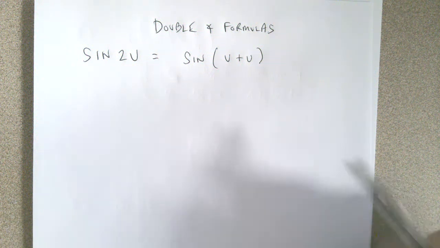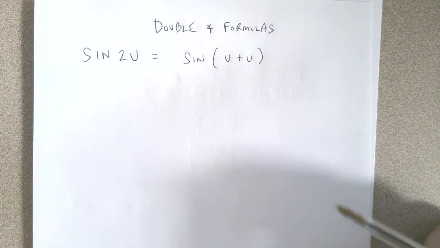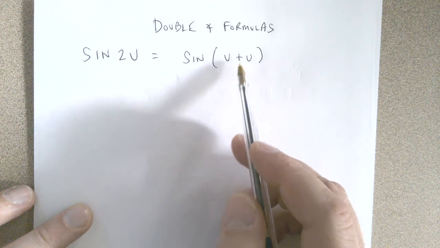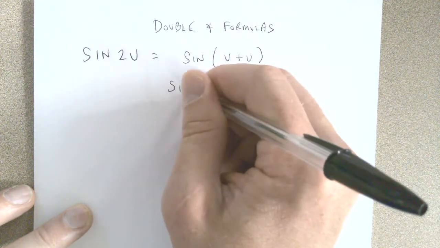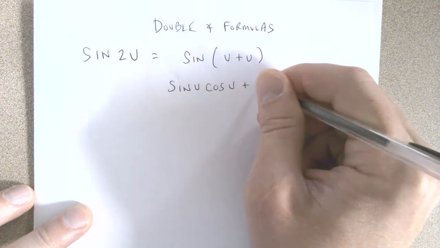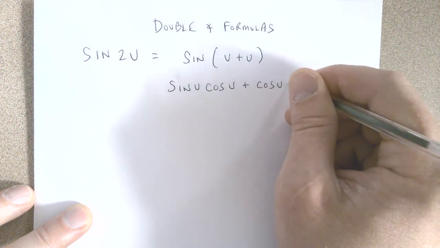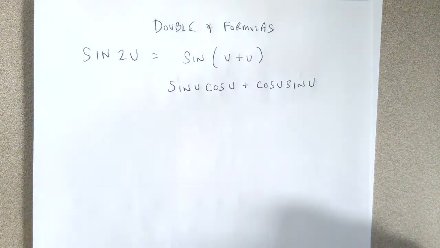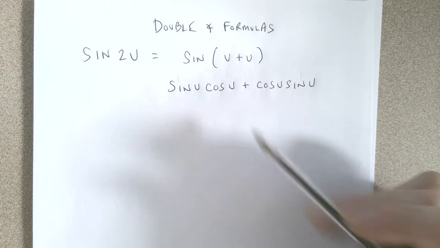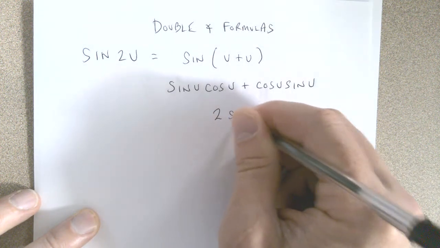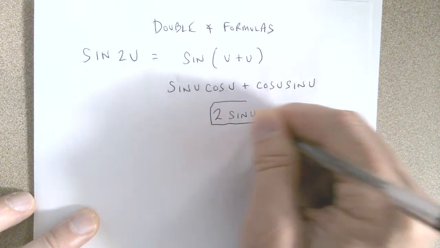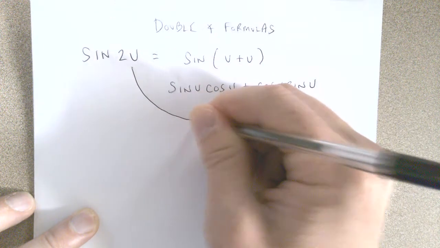If you think about what we've done previous to this, we know that the sine of u plus v, well, it isn't u plus v, it's u plus u, but we can expand that to be the sine of u cosine of u plus cosine of u sine of u. With our commutative property, those can be flip-flopped. So really what we have here is 2 sine of u cosine of u. And that's our formula for this one.